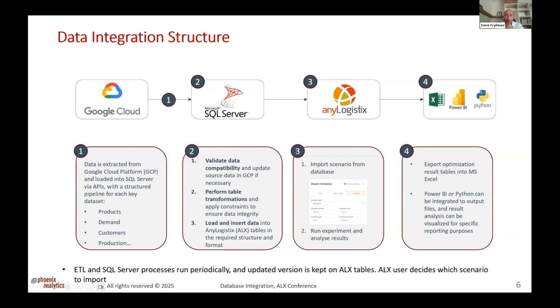So what we did is, the ETL and the SQL Server processes run periodically, daily in our case, and the updated version is always kept in the ALX tables. So ALX users don't need to make manual calculations if there is an update in demand or in the customers, for example, if a distributor is not within our network. The updated version is in the GCP, because all the teams within CCI are connected to GCP. They are working with the data there.